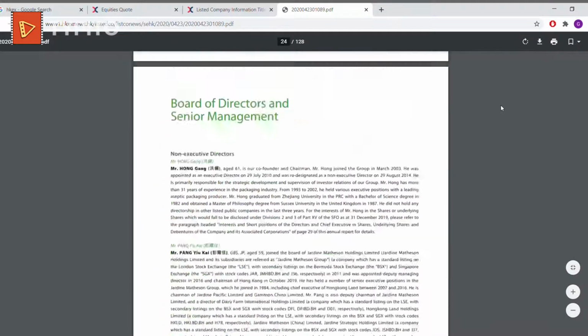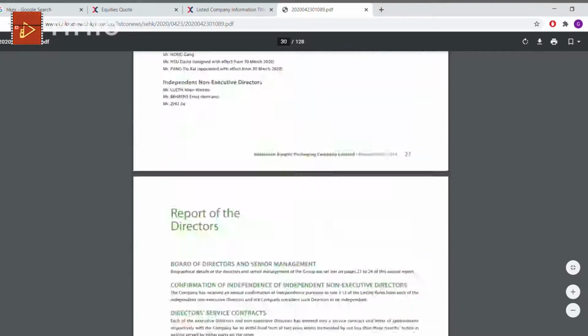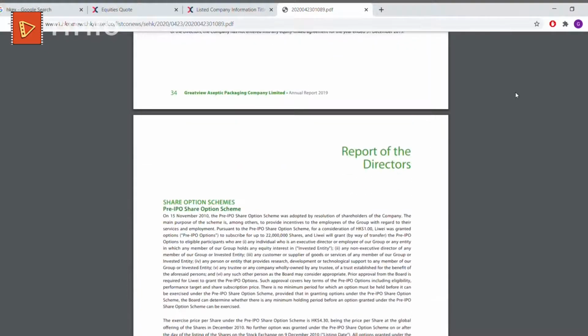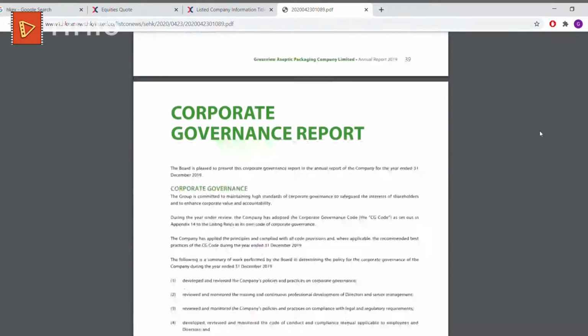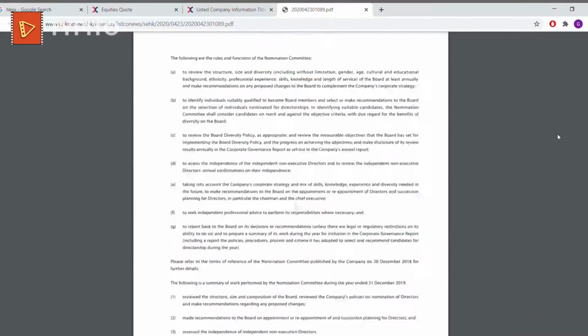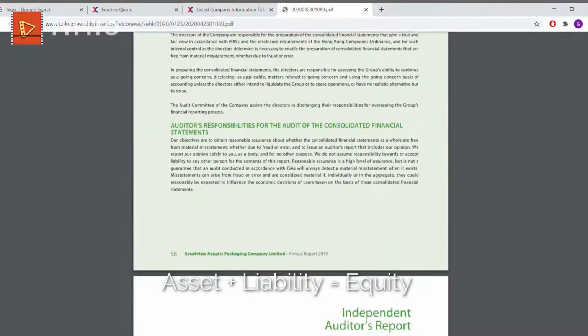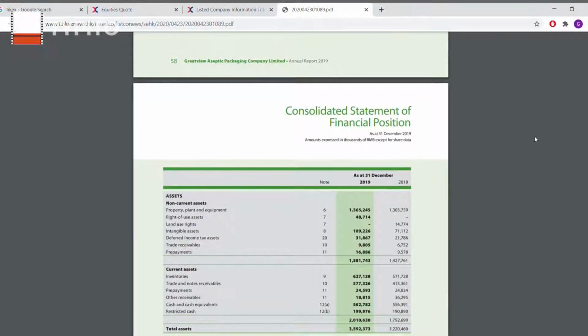And these are the pages that I usually skip because they are not very relevant. So I will go to the balance sheet as well as the income statement of the company. Okay, so here we are at the balance sheet of the company.